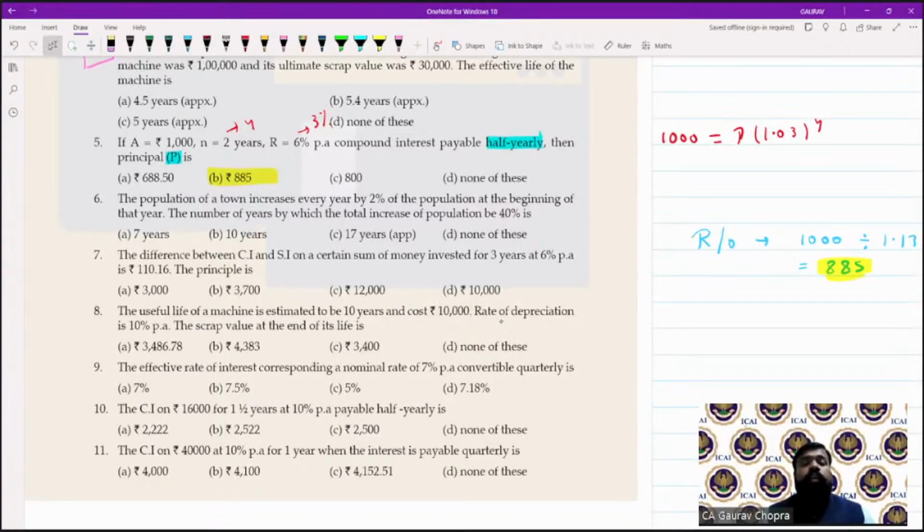So whenever you are taking all the values, if that is not in the option, try with the rounding off. If you are getting the answer with rounding off, then you can tick that option. So here option number B is correct. 885. Because we have done the round off and answer is 885.